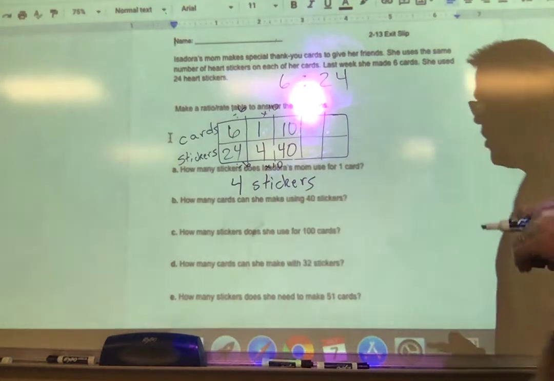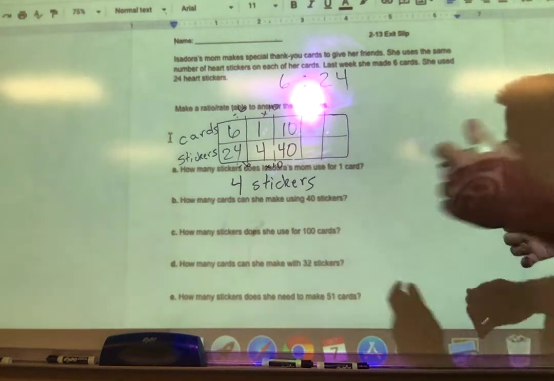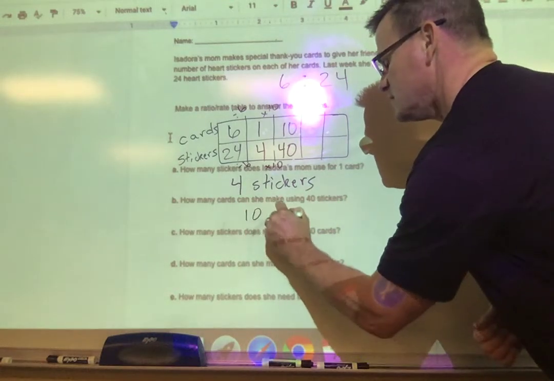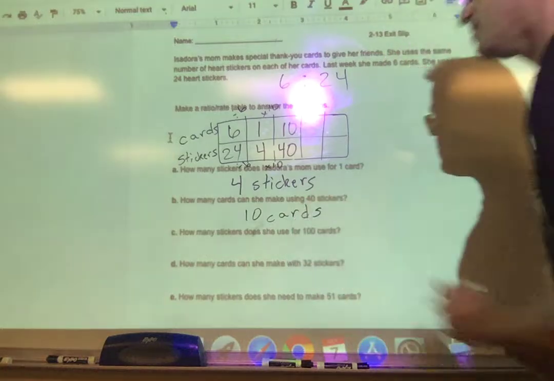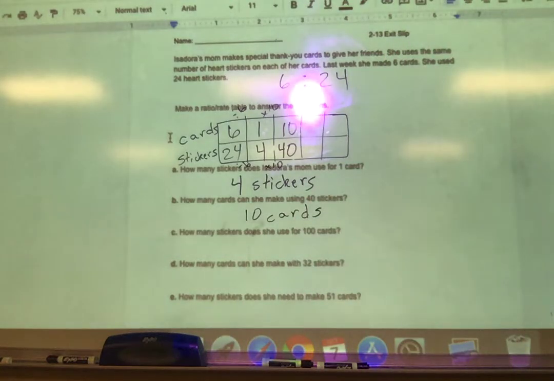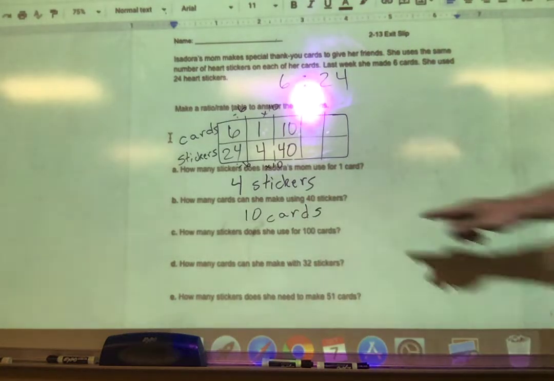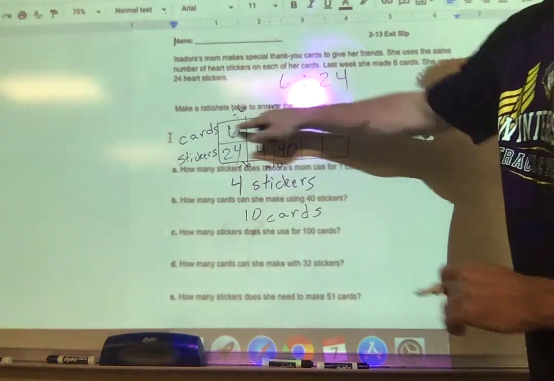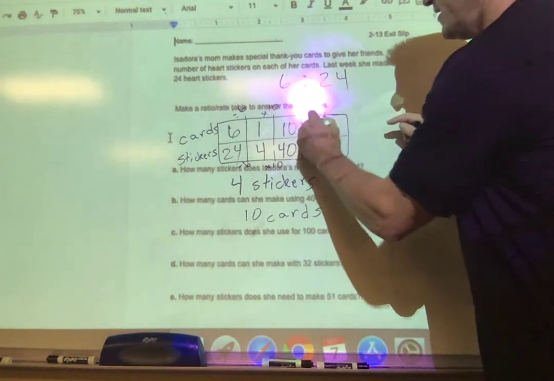Question B, how many cards can she make using 40 stickers? Just did that, so that'd be 10 cards. And C, how many stickers does she use for 100 cards? So this time they're giving me cards, so I'm going to get that to 100.